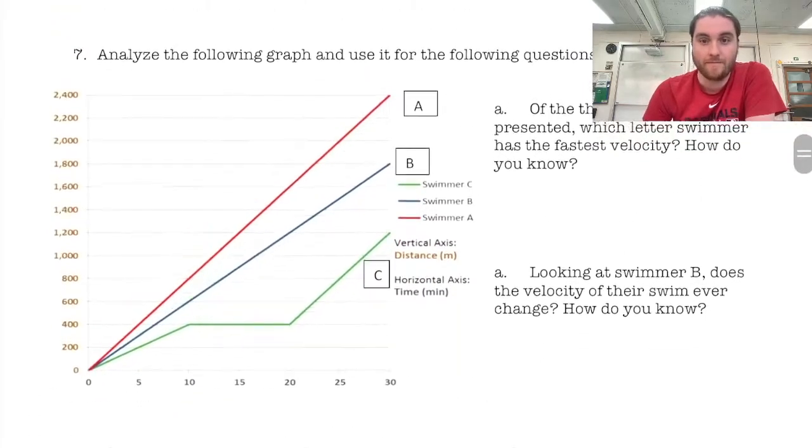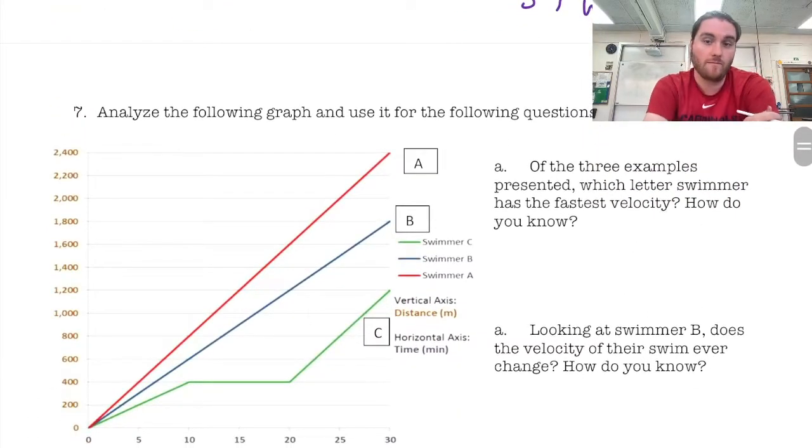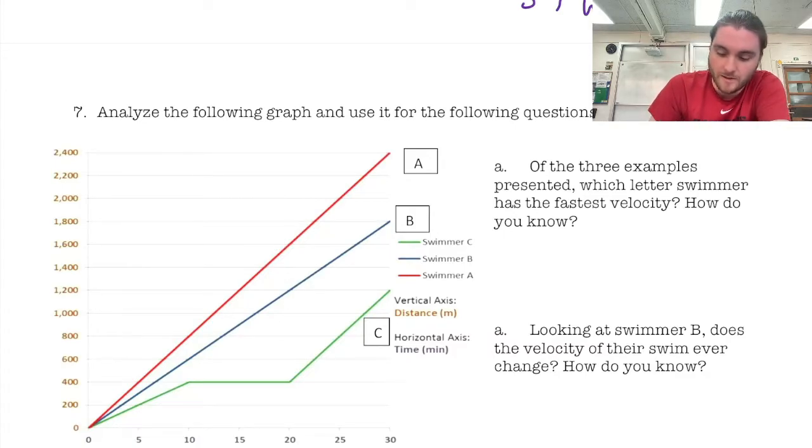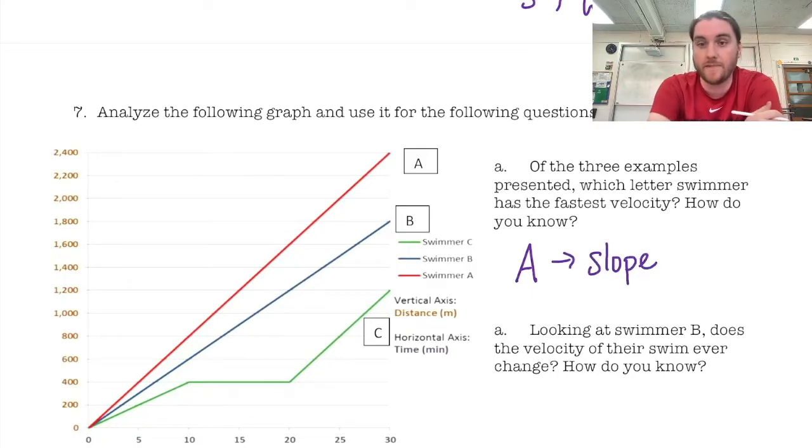All right, now it's time for graphing. Analyze the following graph and use it for the following questions. Of the three examples presented, A, B, and C, which letter has the fastest velocity, and how do I know? Immediately I know that it is swimmer A, because the slope of a position-time graph tells us how fast it is traveling. With A having a steeper slope than the others, A is traveling the fastest.